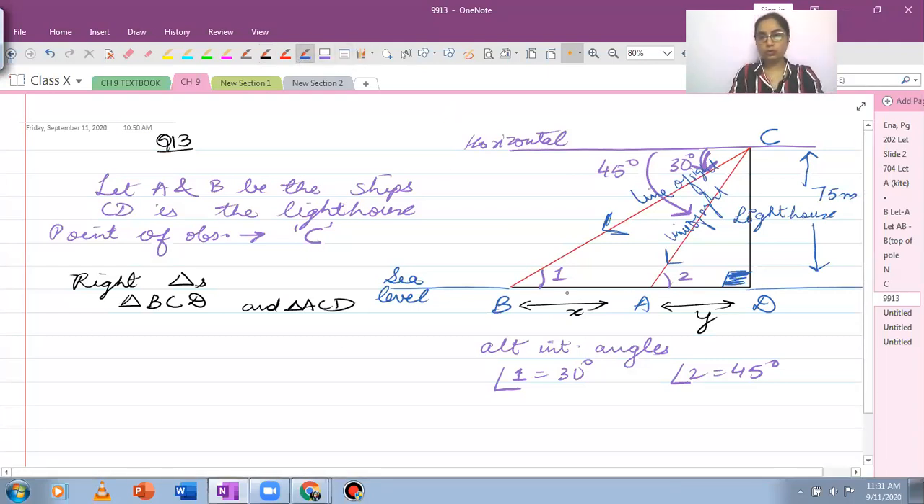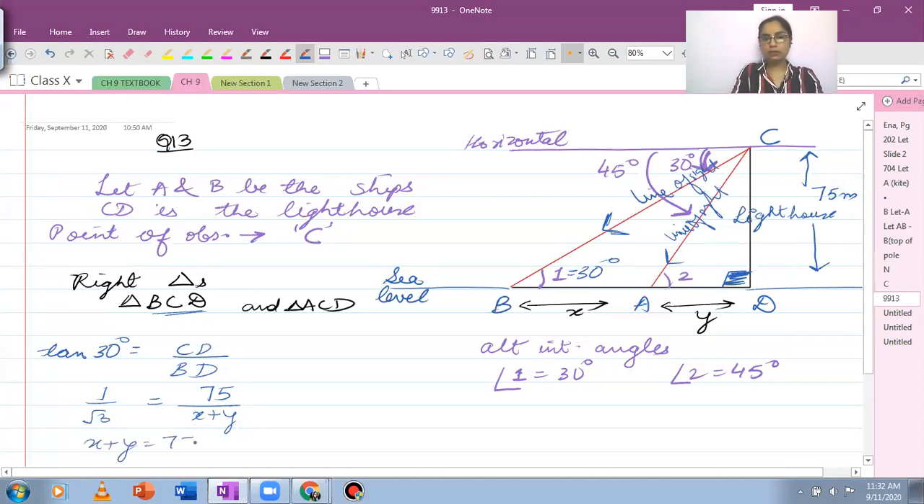Again, if you want, you can draw the two triangles separately so that you can write down the T ratios required, or you can just do it from the figure here. I'm going to do from the figure here. The larger triangle, BCD is your larger triangle. So I'm going to use angle 1. In the larger triangle, I've got angle 1. So tan 30 degrees will be equal to CD, the perpendicular, over BD. This will be 1 by root 3 equals 75 upon x plus y. You can just cross multiply and obtain the relation x plus y equals 75 times root 3.